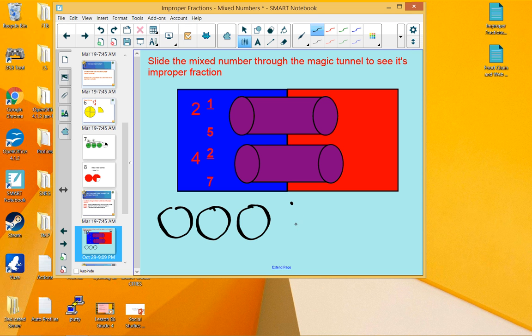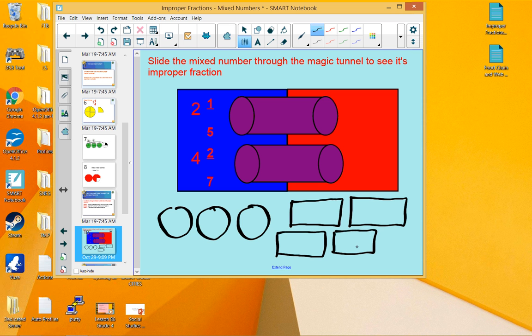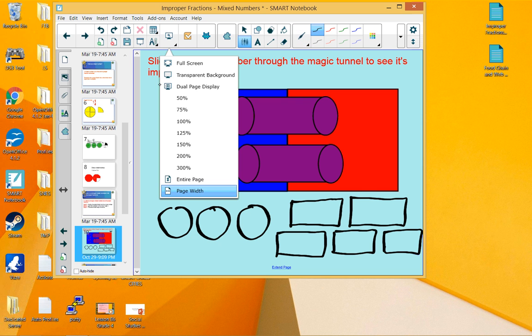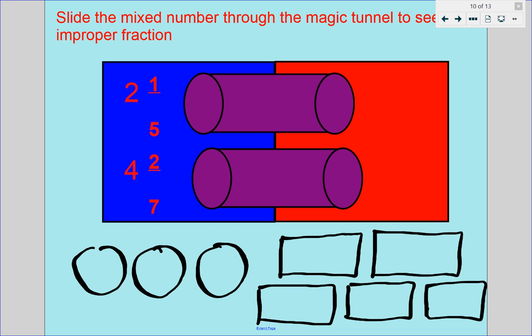I think I'm going to do sevenths in rectangles. 1, 2, 3, 4, and I need 5 because I have 4 and something more, so I need to have one more. All right, now we're going to put in there the amount we need.